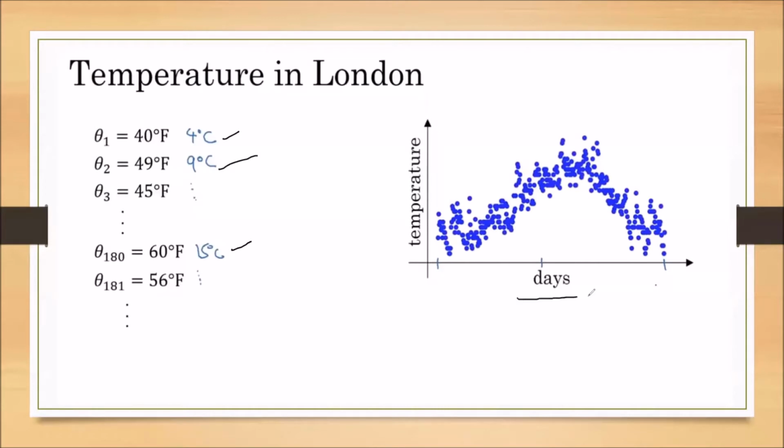On the x-axis, we have taken the number of days, so 0 to 360. On the y-axis, we have taken the temperature. And you can observe every circle in this graph is representing the temperature of a particular day.